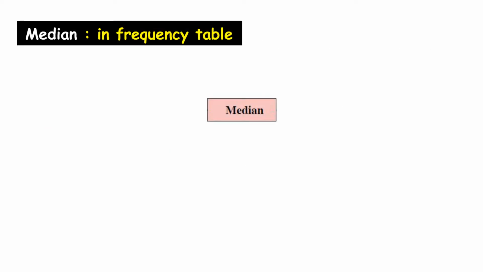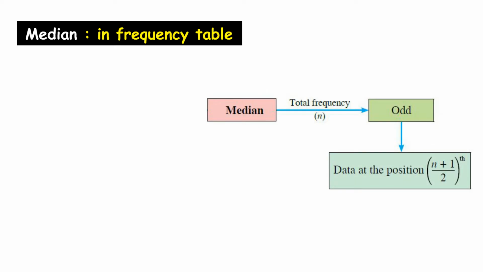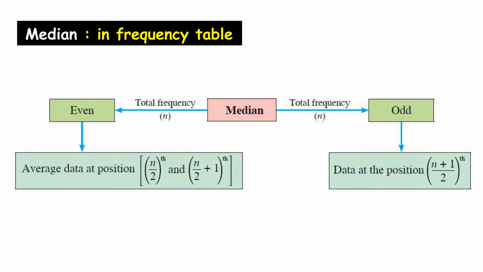Determine the median for even or odd numbers of data in a frequency table and data representation. If the total frequency n is an odd number, the median is the data at the position n plus 1 over 2. If the total frequency n is an even number, the median is the average of the data at the positions n over 2 and n over 2 plus 1.